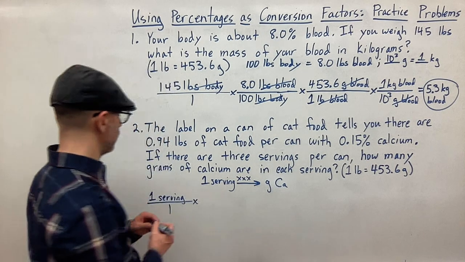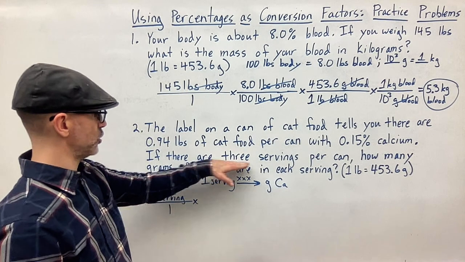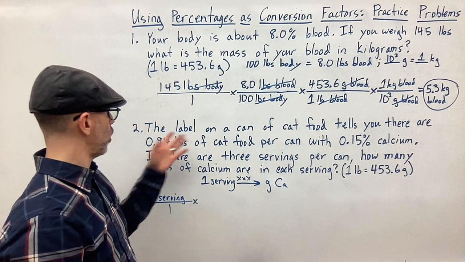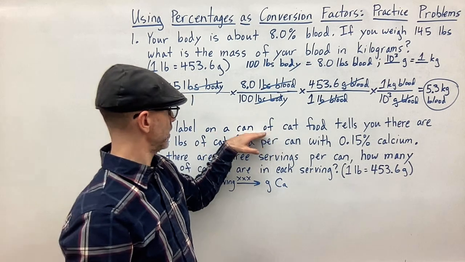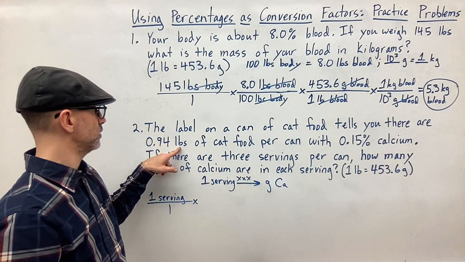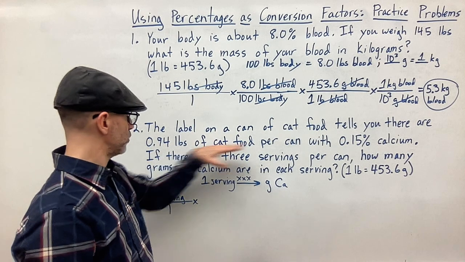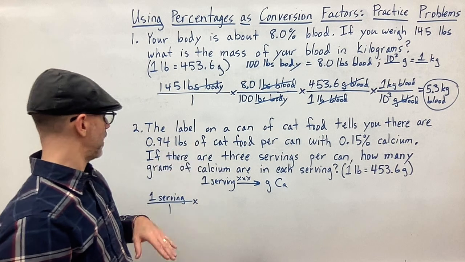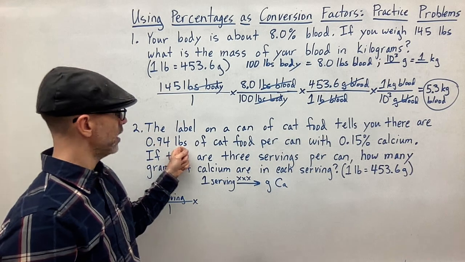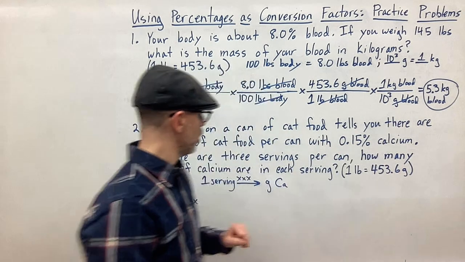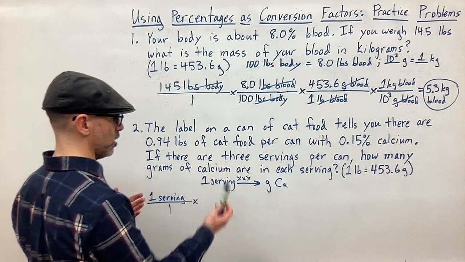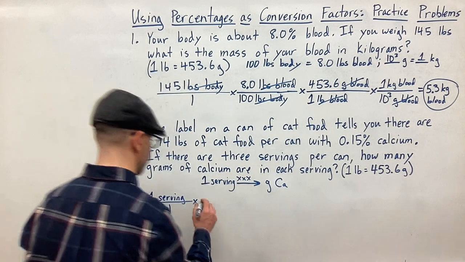And where am I going to go? So what do I know about servings? I know that there are 3 servings per can, right? I know that the label says that 1 can of cat food is 0.94 pounds. And so that's per can. And I know that out of that 0.94 pounds, 0.15% is calcium. So I can convert my servings to cans because I know that there are 3 servings per can. So let's go ahead and do that.